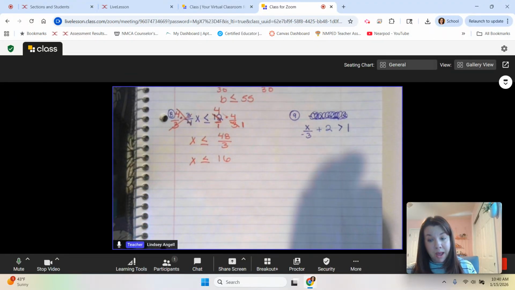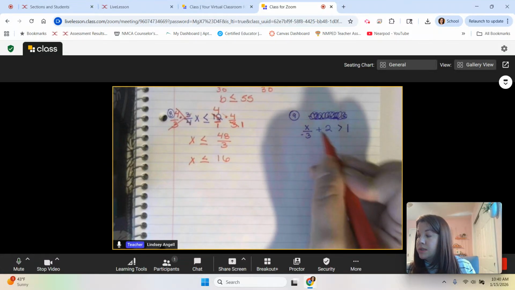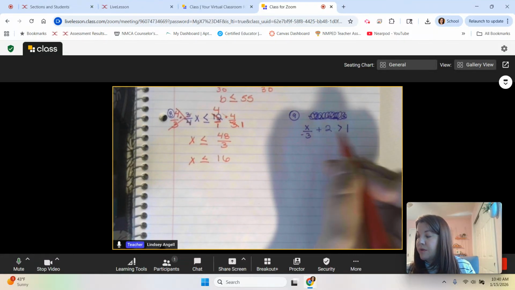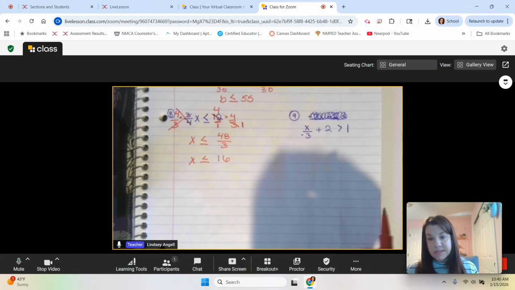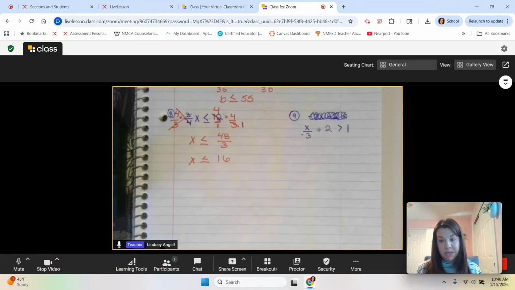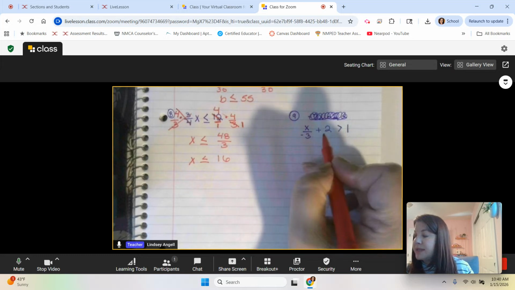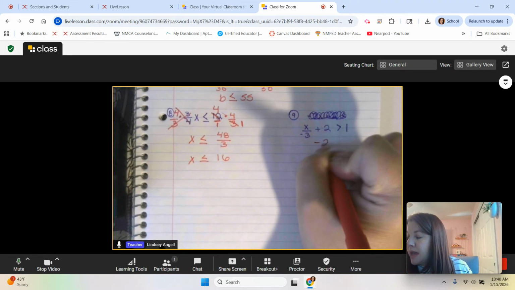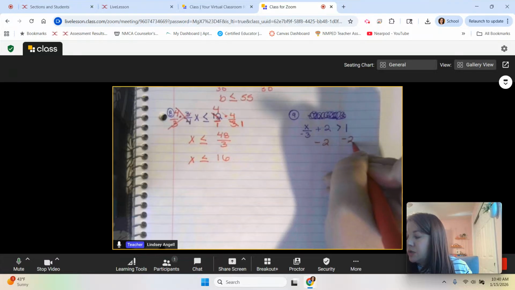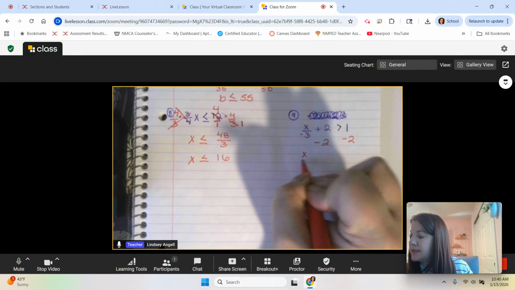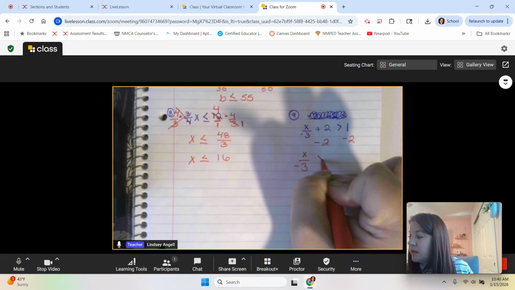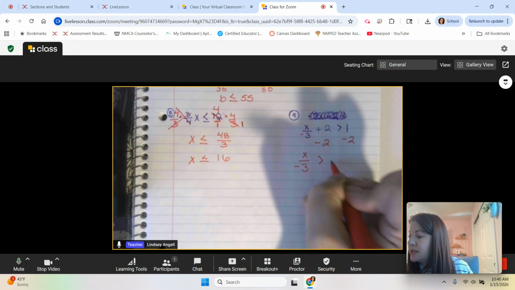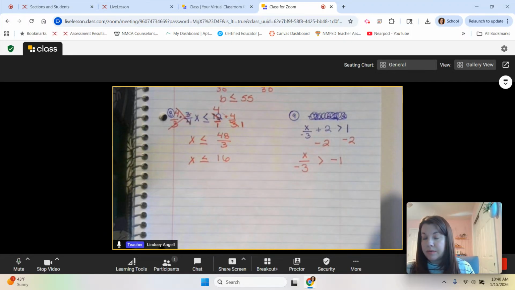All right, final problem of our review. So x divided by -3 plus 2 is greater than 1. So with these, again, we're working backwards from PEMDAS, or the order of operations, so I'm going to get rid of my addition first by subtracting 2 from both sides. That leaves me with x over -3 is greater than, and then 1 minus 2 is -1.